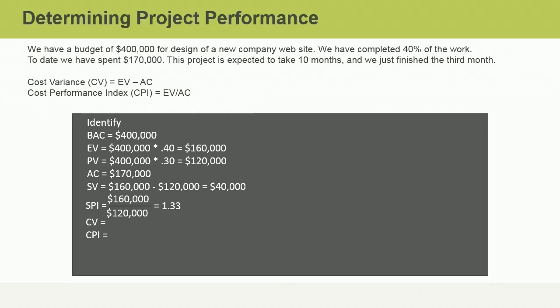Let's calculate the Cost Performance Index, or CPI, by dividing the EV by the AC. What do you get? Pause the video if you'd like more time, and then resume. If you said 0.94, you are correct.